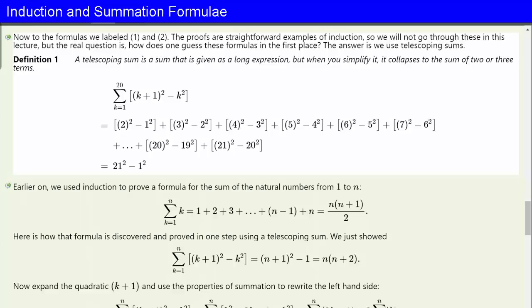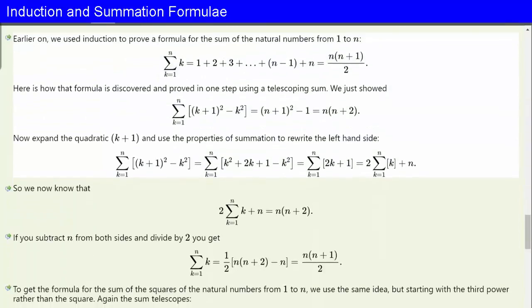Now, if you look carefully at this thing, you'll see that virtually everything cancels except the very last 21 squared and the very first minus 1 squared. So this entire sum collapses like a pirate's telescope to the difference between 21 squared and 1 squared.